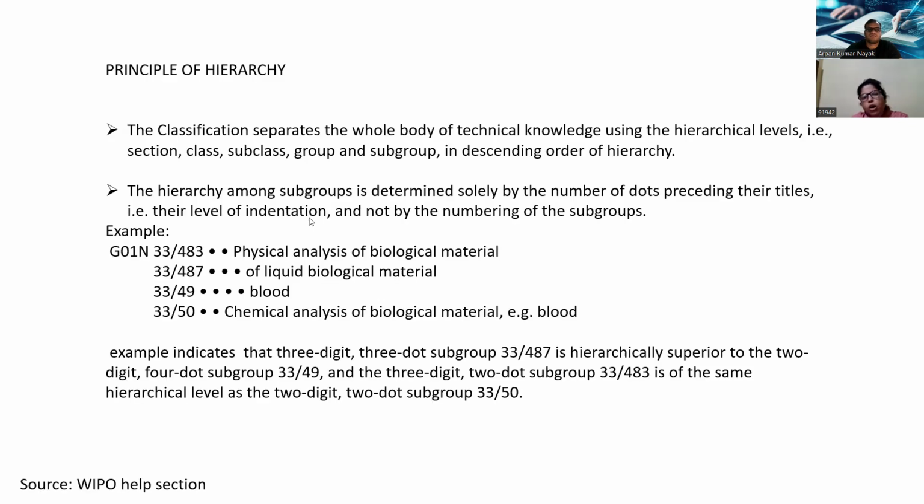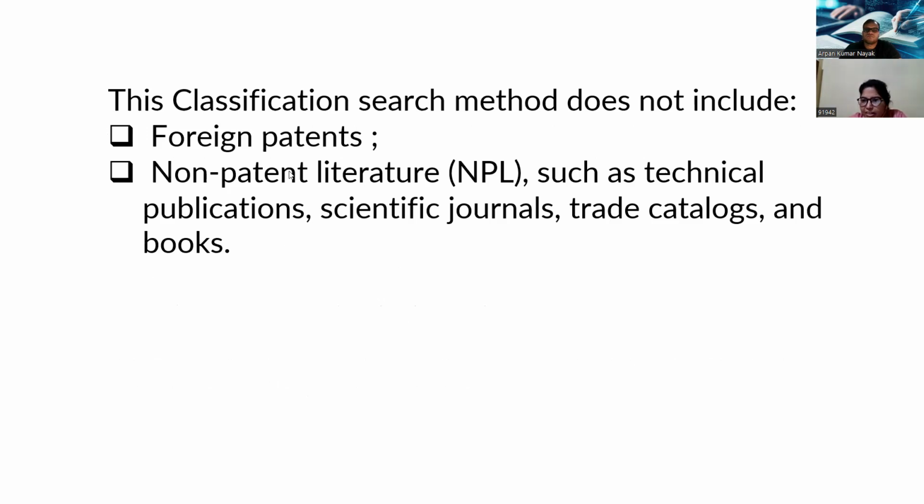Along with that, there is one thing: these classification systems, whether the IPC or the CPC, are specifically for patents. They do not include non-patent literature, such as technical publications, scientific journals, trade catalogs, and books. The international patent classification and the cooperative patent classification are only for patents, and you will check them individually in either the IPC or the CPC.